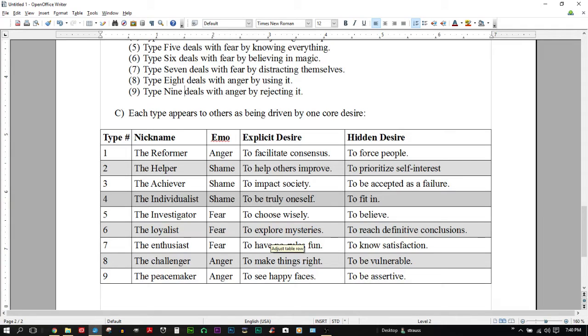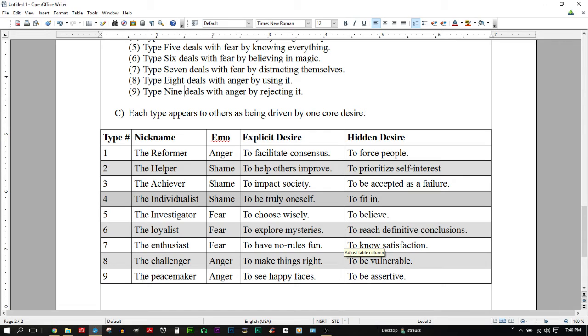Number 6, the loyalist. Their explicit desire is to explore mysteries. Their hidden desire is to reach definitive conclusions. Number 7, the enthusiast. Their explicit desire is to have no rules fun, but their hidden desire is to know satisfaction. 8, explicit desire to make things right.